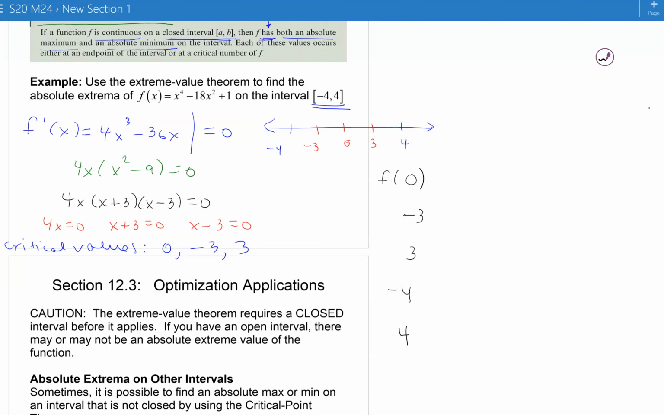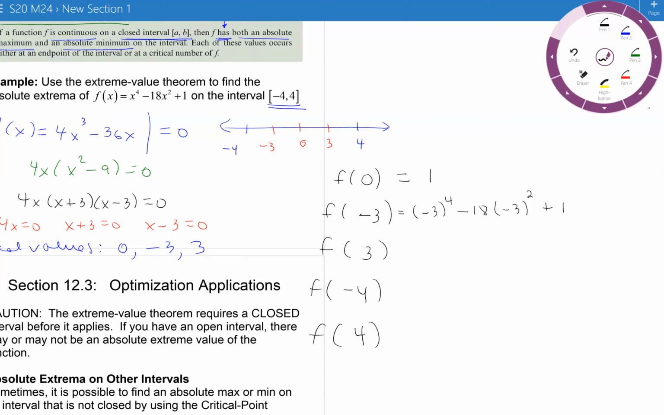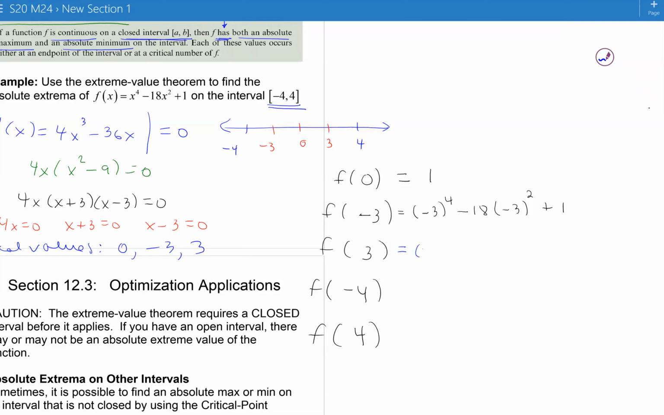And then you evaluate the original function for each of these x values. So f of 0 is going to be easy. Put zeros in for all the x's, and all that's left is the 1. Then if we do f of -3, it will be -3 to the 4th power minus 18 times -3 squared plus 1. Well, I want you to notice something about what happens when I put +3 into this particular function.